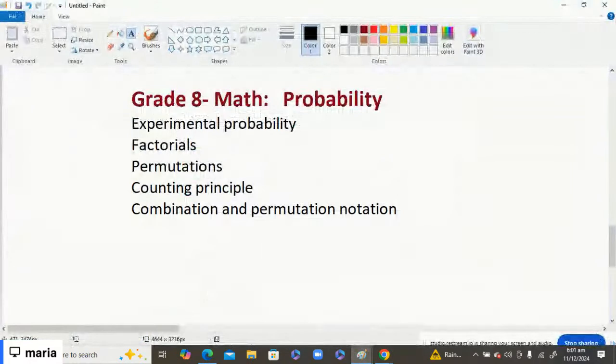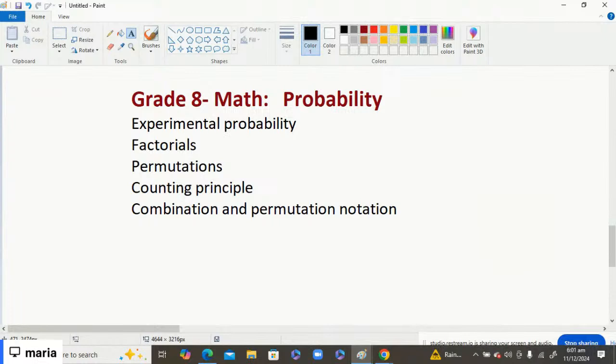So today we are here for graded maths. The chapter we discuss today is probability. And here is the list of the lessons: experimental probability, factorials, permutations, counting principles, combination and permutation notations.